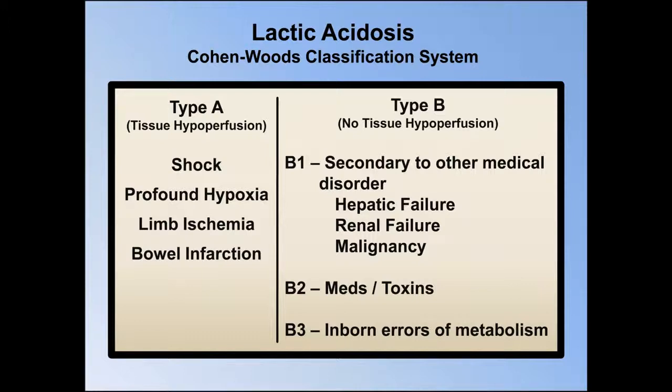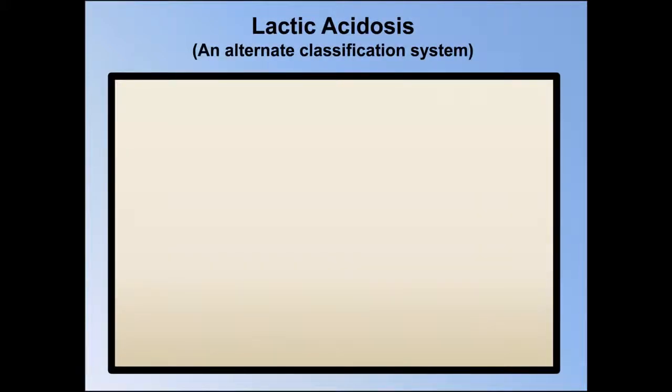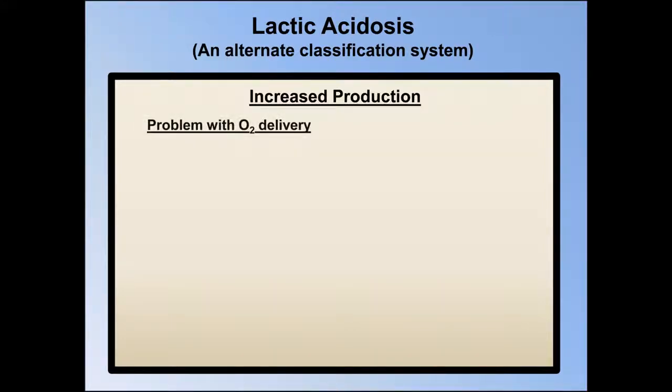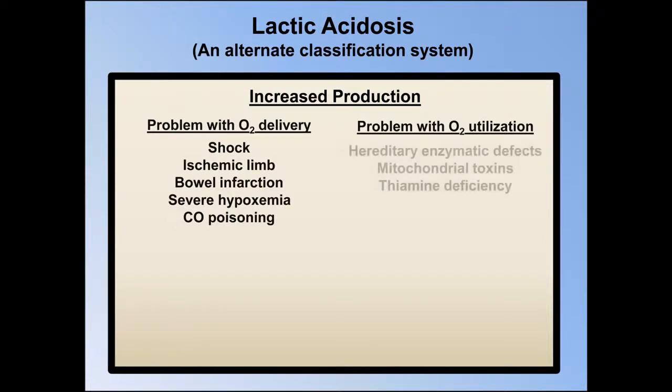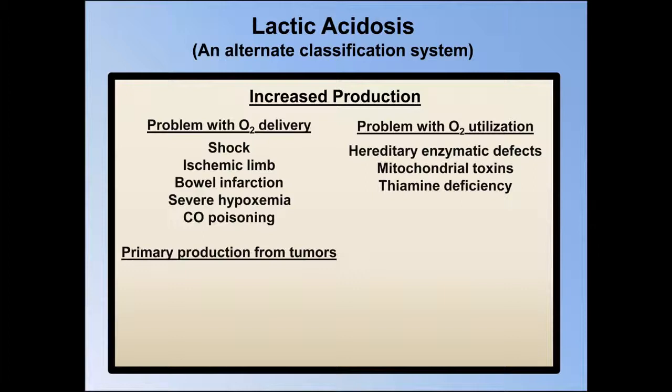I'm not personally a big fan of this system in that it doesn't really feel intuitive to me. I prefer thinking about lactic acidosis like this. There is usually a problem with increased production of lactate. This could be because of problems with oxygen delivery, as you would see in shock, ischemic limb, bowel infarction, severe hypoxemia, and carbon monoxide poisoning. Alternatively, this could be because of problems with oxygen utilization, as with hereditary enzymatic defects, mitochondrial toxins, or thiamine deficiency. In rare circumstances, lactate can be produced from tumors or produced on account of increased motor activity.